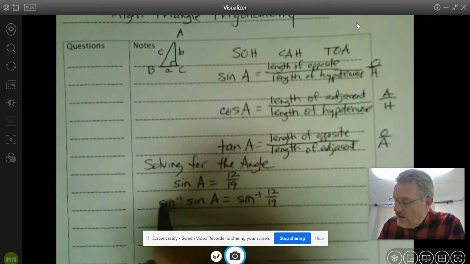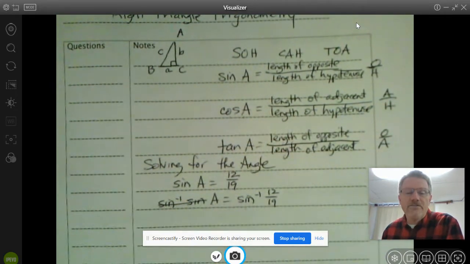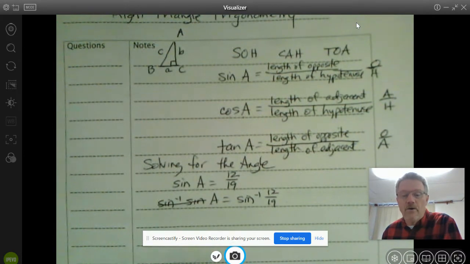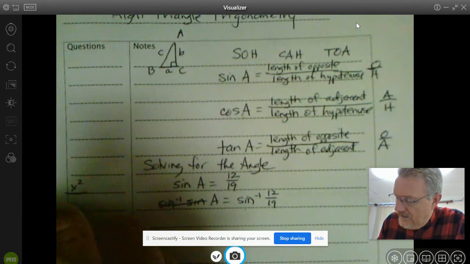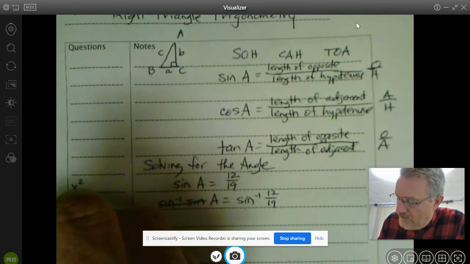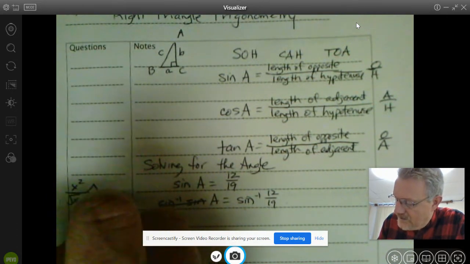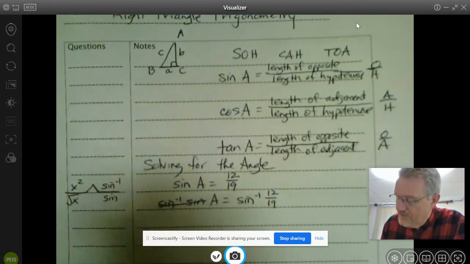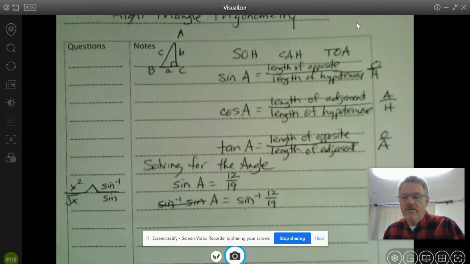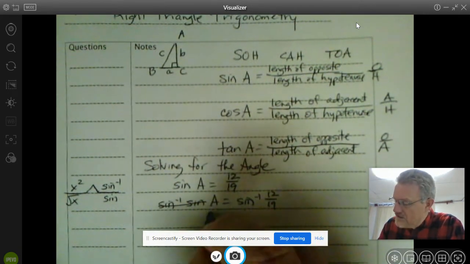Arcsine and sine are the opposite of each other. They cancel each other out. So it's like squaring is to the square root as arcsine is to sine. They're opposites of each other. This is called a bridge map. So now I've got A by itself.